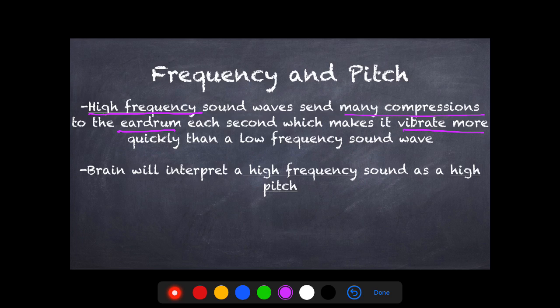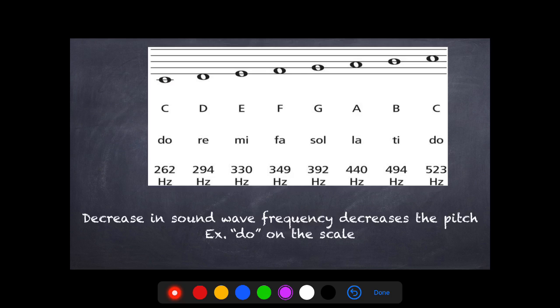Then if you had a low frequency sound wave hitting your eardrum, the lower the frequency the sound wave is, the less vibration is going to occur. The higher the frequency of a sound wave, the more vibrations you're going to have. And the brain is going to take those high frequency sound waves and view them as a high pitch, because remember, pitch and frequency are related to each other. So your brain will take that high frequency of the sound wave and convert it to a high pitch.